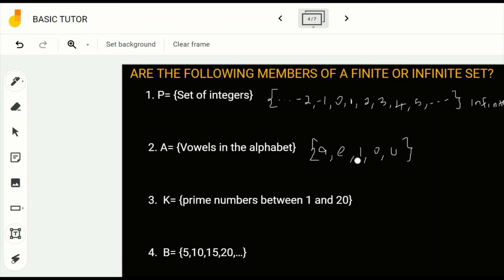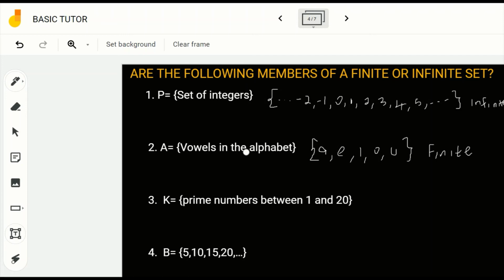So as you can see, we can count the number of elements in vowels in the alphabet, and the number of elements in the set is 1, 2, 3, 4, 5. So vowels in the alphabet is a finite set. Remember, finite sets are sets that we can count the members or elements in the set, and A, E, I, O, U are the members of vowels in the alphabet.